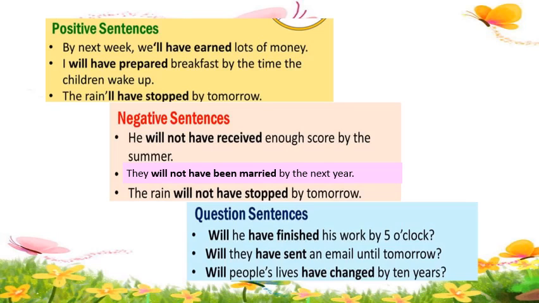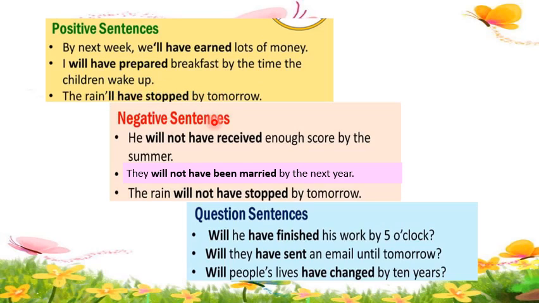Let's read here some sentences using future perfect tense in positive, negative, and interrogative forms. In the positive sentences, we can use the formula as, by next week we will have earned lots of money. I will have prepared breakfast by the time the children wake up. The rain will have stopped by tomorrow.